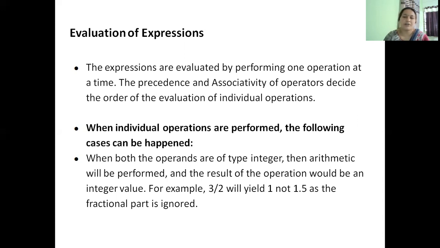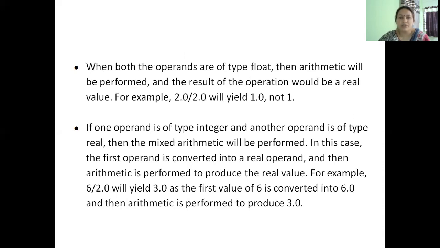The fractional part 0.5 will be ignored. When both the operands are of type float, then floating point arithmetic will be performed and the result of the operation will be a real value or floating point value. For example, 2.0 divided by 2.0 will yield 1.0 and not 1.